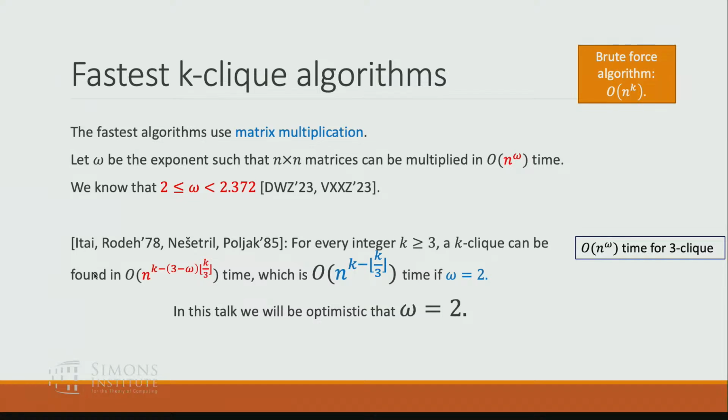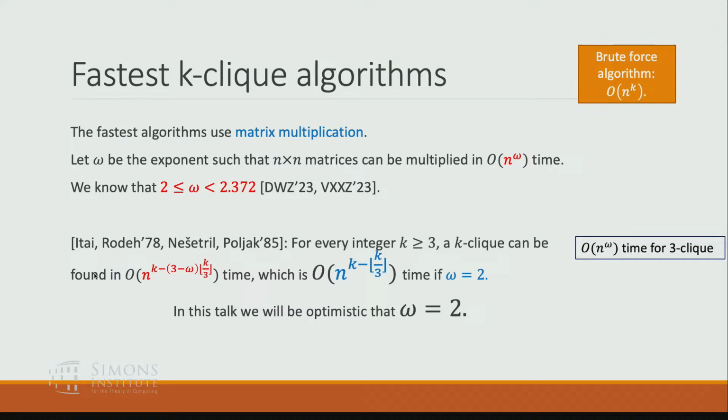For larger K, the idea is basically to first reduce K-click finding to triangle finding and then run this n to omega triangle finding algorithm. For instance, when K is 6, we first group all pairs of vertices in the input graph as a super vertex. And then between every pair of 2 super vertices, which corresponds to 4 vertices in the original graph, we will add an edge if there is a 4-click in the original graph. Then for every triple of super vertices, there is a triangle if and only if the corresponding 6 vertices in the original graph form a 6-click.